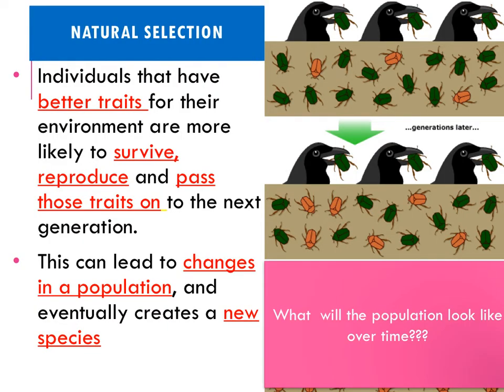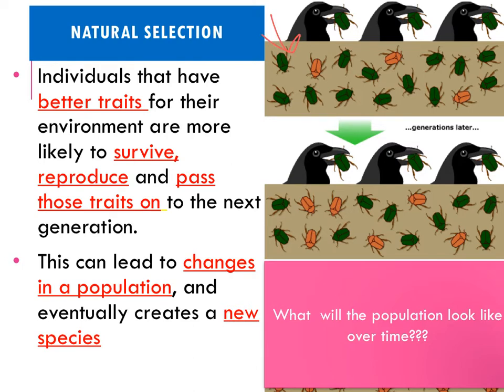So again, with natural selection, the individuals that have better traits for their environment are more likely to survive, reproduce, and pass those traits on. This can lead to changes in a population and eventually creates a new species. So take a look at the birds here. We notice we have two phenotypes of bugs they're eating, the green ones and the brown ones. If you notice, the birds are eating the green ones. So we start off here initially with more green than brown.